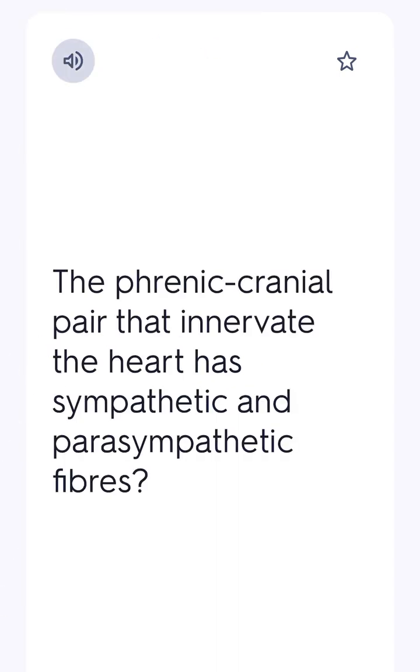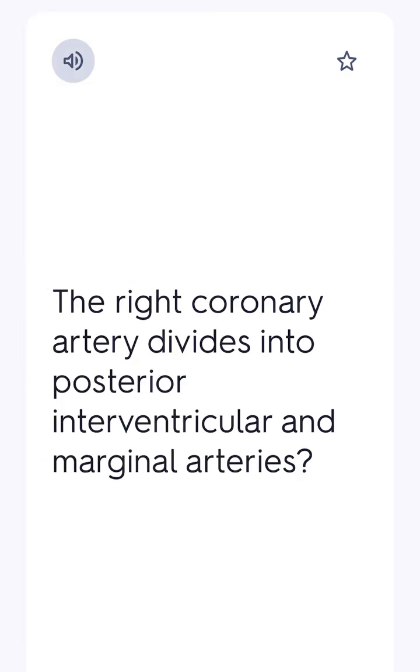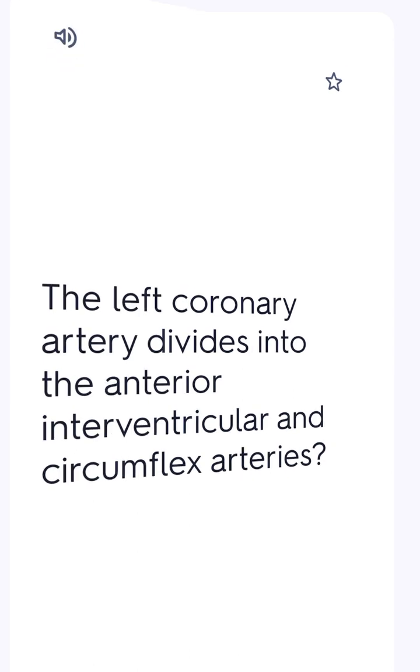The phrenic cranial pair that innervate the heart has sympathetic and parasympathetic fibers. False. It is the vagus nerve. The vagus nerve only has parasympathetic fibers. The right coronary artery divides into posterior interventricular and marginal arteries. True. The left coronary artery divides into the anterior interventricular and circumflex arteries. True.